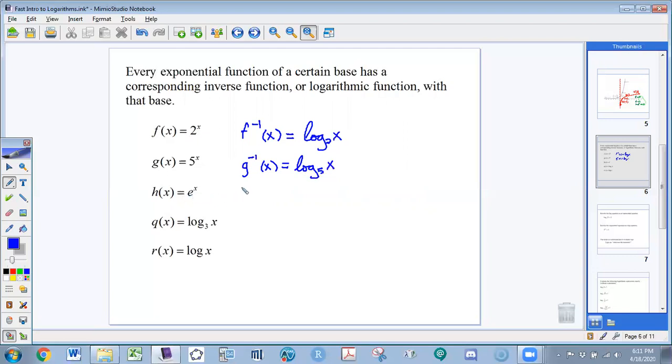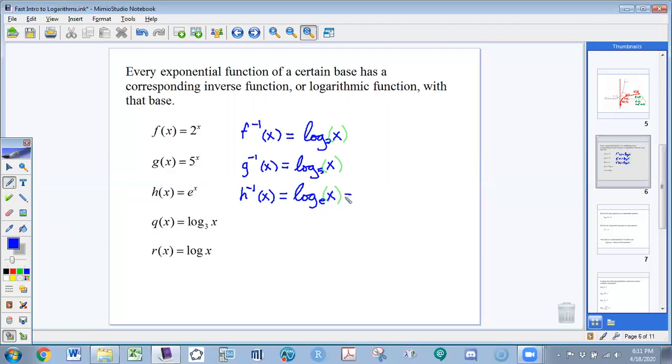If I have e to the x, I forgot to write its name down, but we can do that here now. I would get log base e of x. Technically speaking, there are parentheses here, so it's log base 5 of x, log base b of x, but almost no one writes those parentheses unless there's addition or subtraction inside.